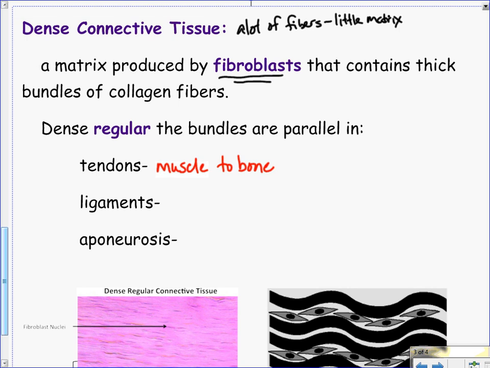So our Achilles tendon might be one of the more famous ones, the one that goes behind the back of our ankle. Very, very strong, thick cord back there. That is connecting the heel, the bone part of your heel, up to the calf muscle, the gastrocnemius. So that's going to be like a tendon. A ligament connects bone to bone.